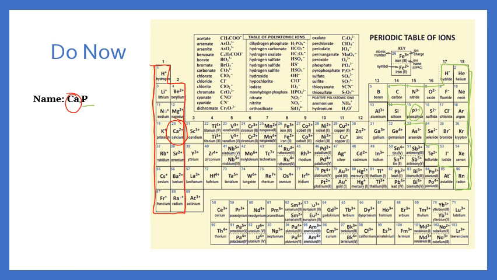So the first step is to name the first element listed. So this Ca is calcium. And the second step is to name the nonmetal with the "ide" ending. So phosphorus turns into phosphide. So this compound's proper name is calcium phosphide with that "ide" ending. Okay, nice. Let's move on.